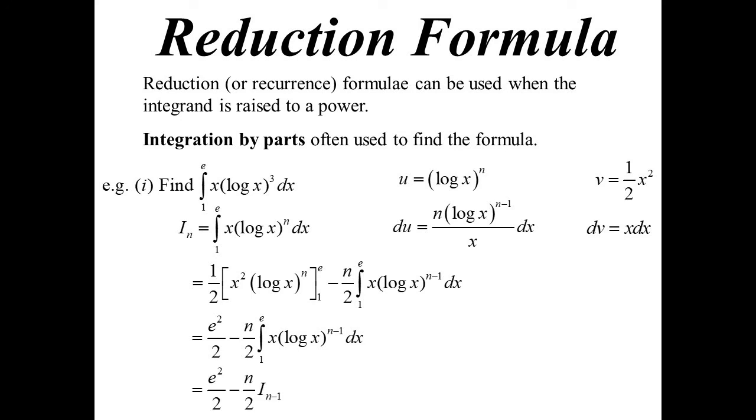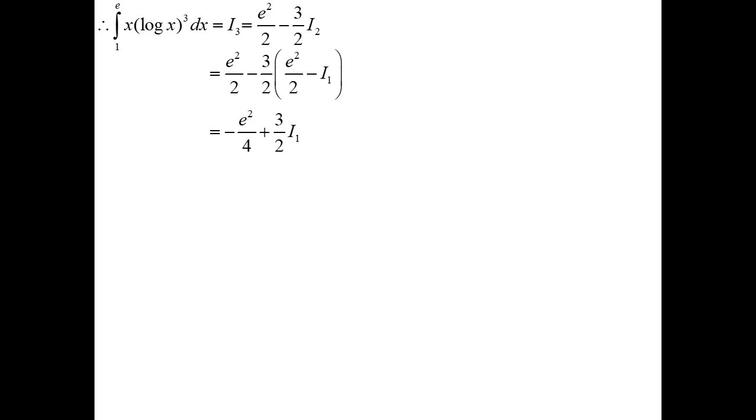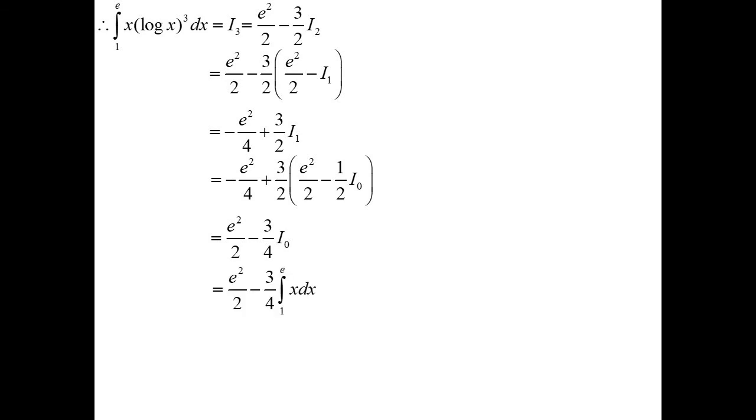Okay, well, we want to find I3, when n is equal to 3. So using my formula I can say that's e squared on 2 minus 3 on 2 I2. But then I can use the formula for I2, and so I2 would be e squared on 2 minus I1. I1 would be e squared on 2 minus a half I0. Now I0 is great because now I've got log x to the power of 0, which is 1, and so my integral just becomes the integral of x dx. And integrating x, of course, we get half x squared, sub in, and we get our answer.